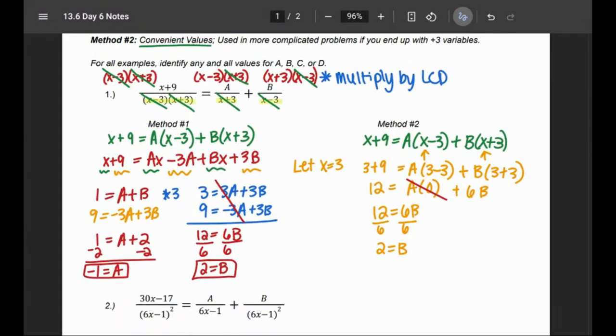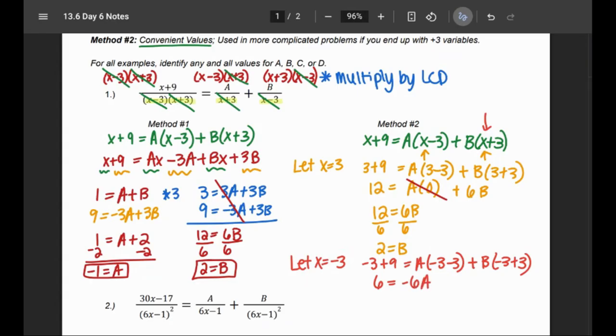Now I'm going to do the same thing to solve for a. All right, this time my convenient value would be what would make this quantity equal to 0. So that would be -3. So I'm going to let x equal -3 this time. So I've got -3 plus 9 equals a times -3 minus 3 plus b times -3 plus 3. -3 plus 9 equals 6. -3 minus 3 is -6, so -6a.